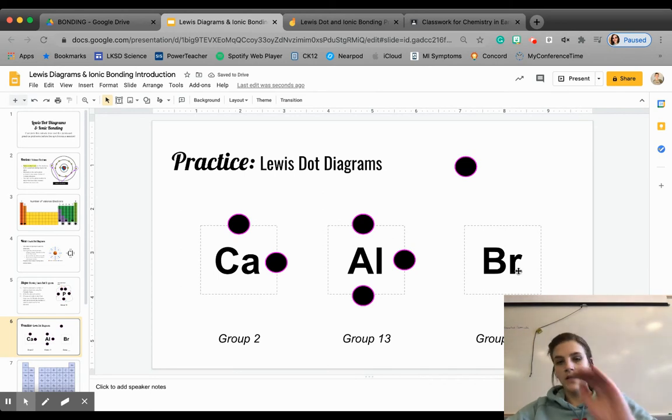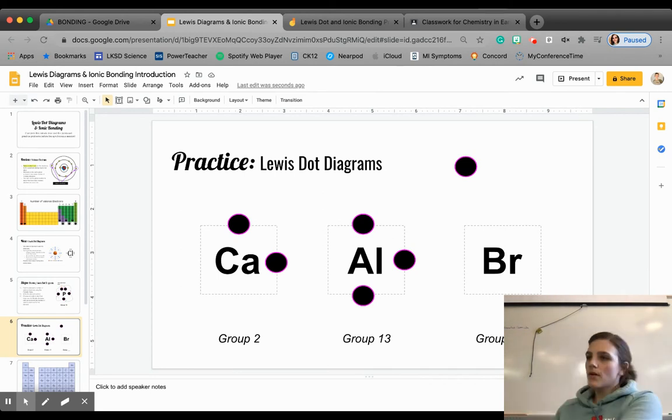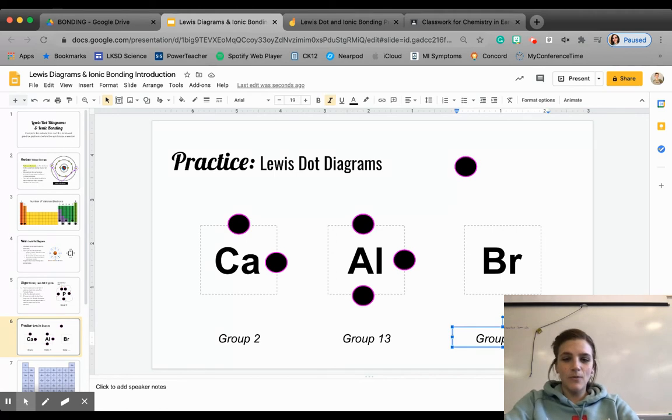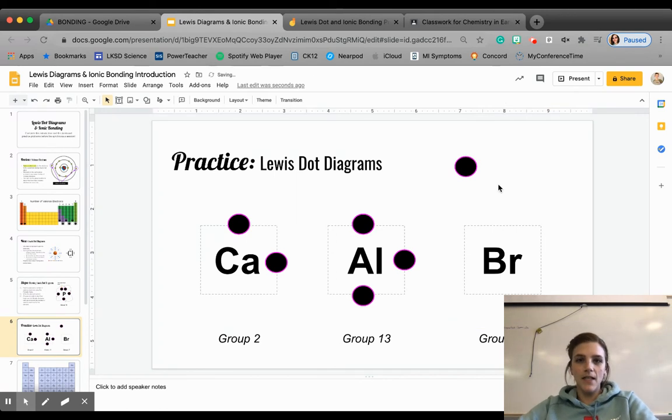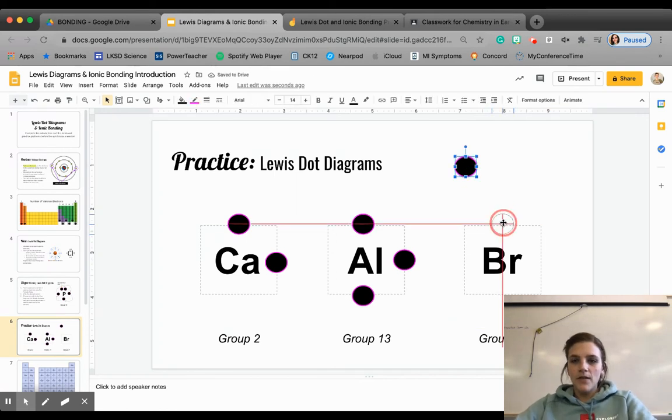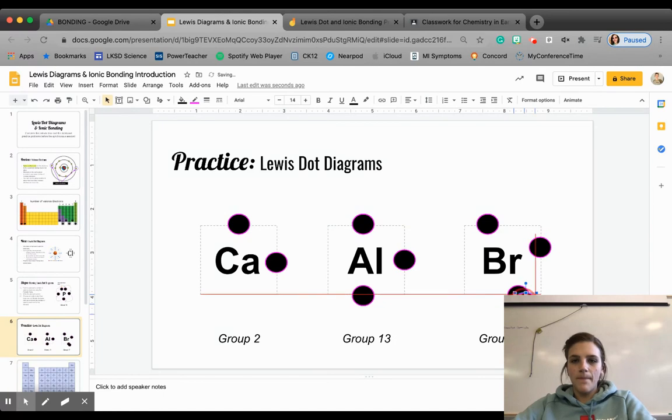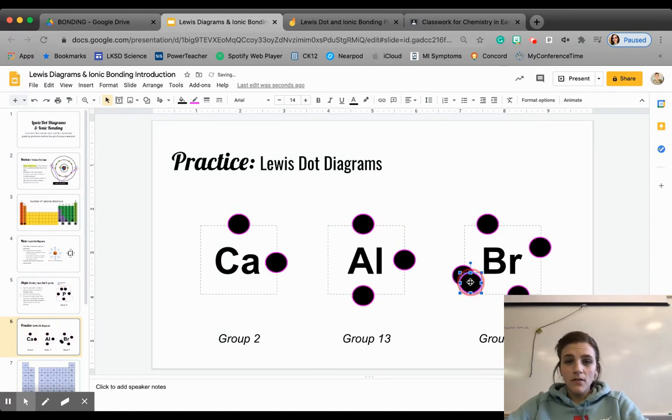All right. The next example, bromine. Bromine is a group 17 element, which tells me that there are 7 valence electrons. So I'm going to bring this guy down. There's 1. Go clockwise. 2, 3, 4, and then return and double up. There's 5. There's 6. And there's 7.